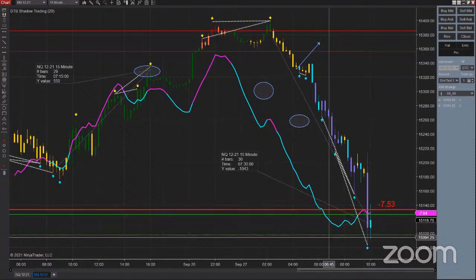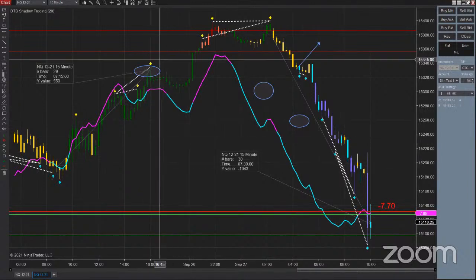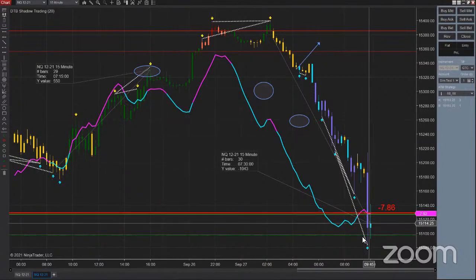So obviously this is a long time that it happened. I mean, how long was this move? It was literally over 30 bars at 15 minutes. What is that? 30 times 15, divide that by 60. That's 7.5 hours that the move took place.